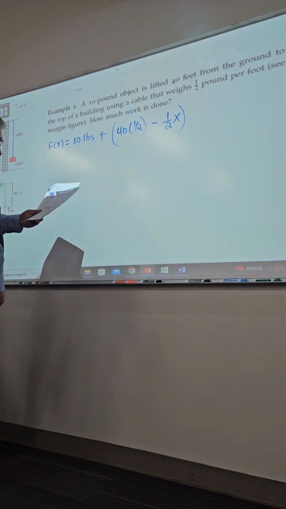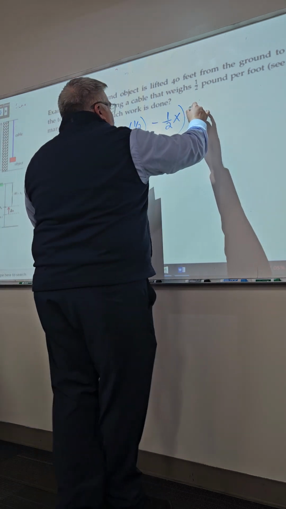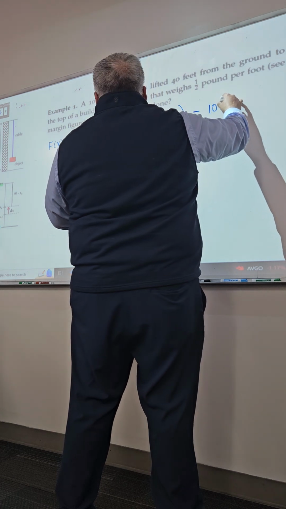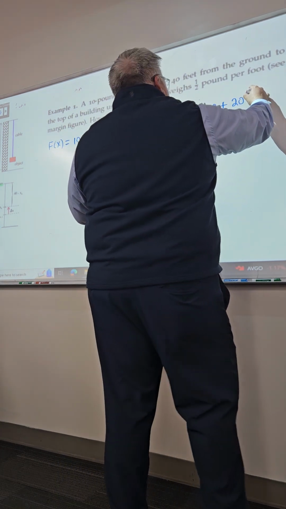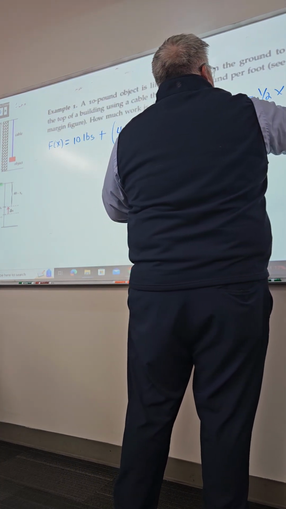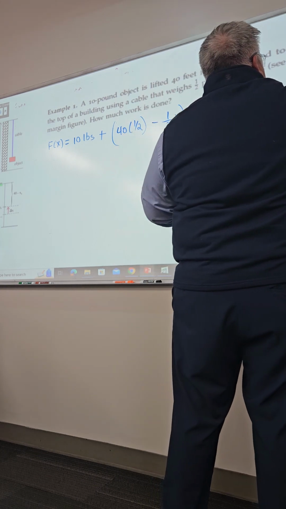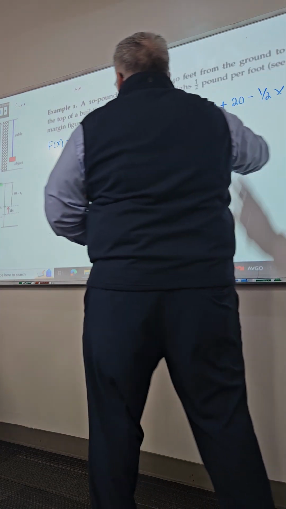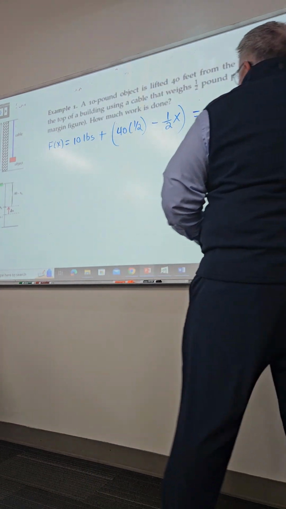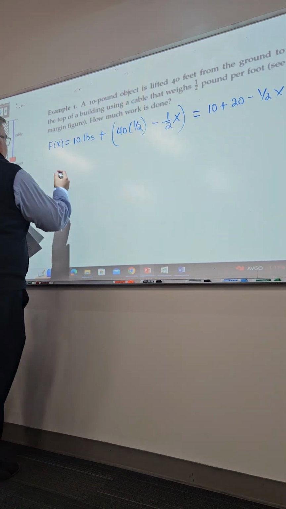All right. So if I add all this together, that's going to be 10 plus 20 minus 1/2 x, which will give me 30 minus 1/2 x. So there's my f of x. That's all I need. Now I can do the integral. I can find the work.